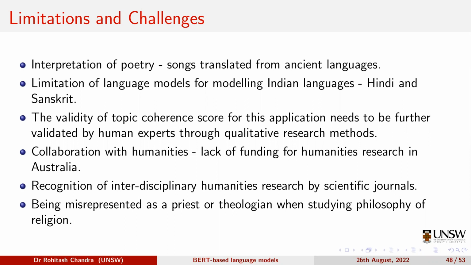And collaboration with the humanities is not that promoted in Australia, due to a lack of funding opportunities in research. So those are challenges. Then there is recognition of interdisciplinary humanities research by scientific journals. Where do you publish this type of research? That's why I published in IEEE Xplore, and the topic modeling was published in PLOS ONE, but it's hard to convince reviewers at times, because you don't find people who are doing such interdisciplinary research. And of course, you get misrepresented as a priest or a theologian when studying philosophy of religion.